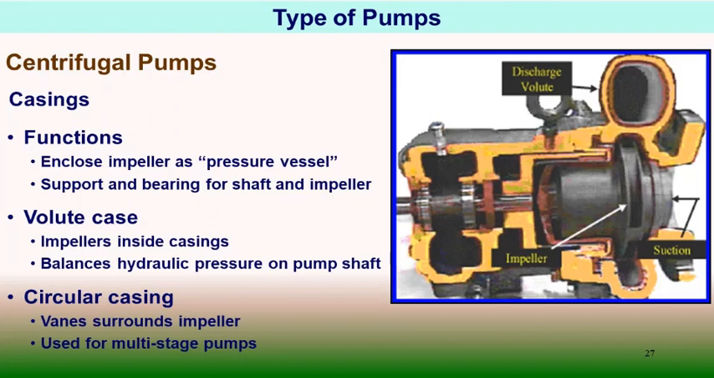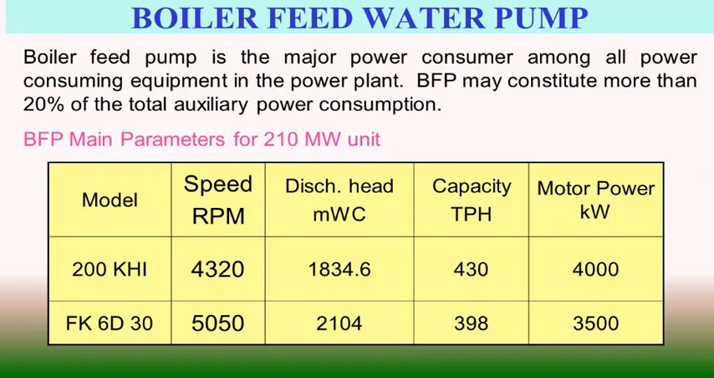There, in each stage, the casing has vanes surrounding the impeller which convert this kinetic energy into velocity and pressure and send it to the second stage. A typical boiler feed pump is the major power consuming pump among all the pumps installed in a power plant. It consumes almost 20% of the total auxiliary power consumption in the power station.